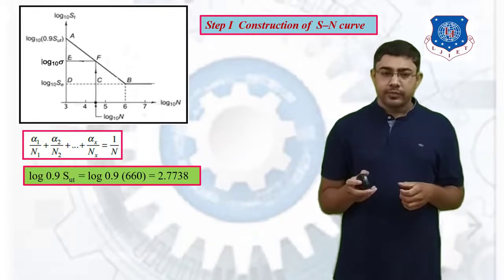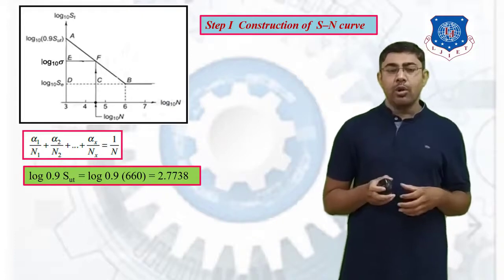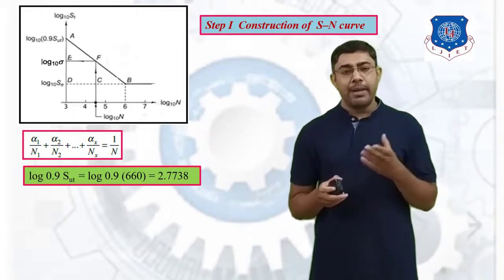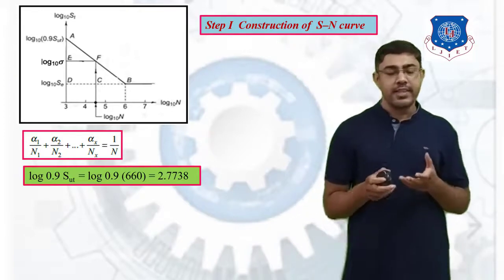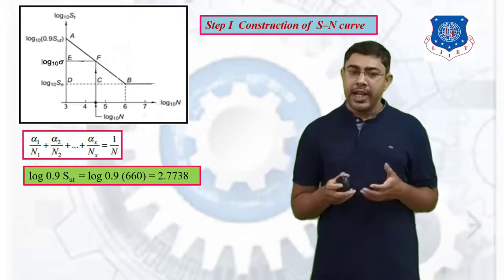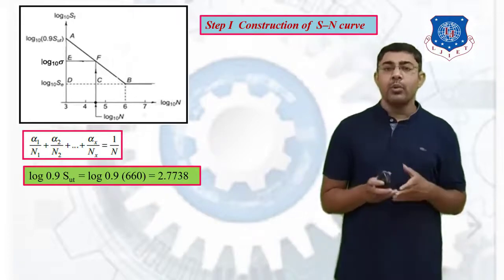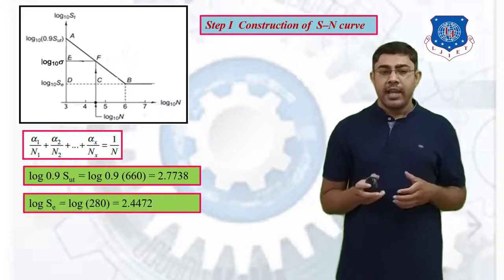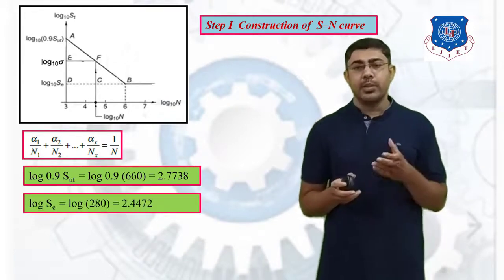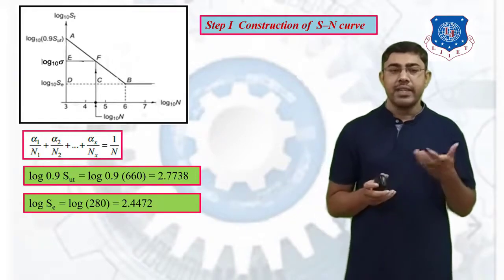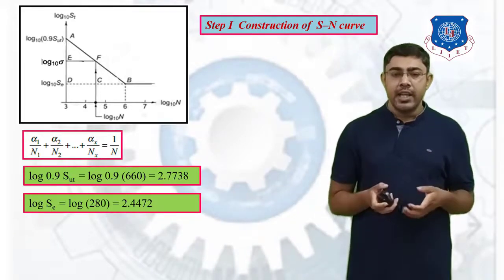Let's first calculate log 0.9 Sut. The Sut value is given, so by placing Sut equal to 660 Newton per mm square, we get log 0.9 Sut equal to 2.7738. Next is log Se. Se is directly given, 280 Newton per mm square, so by placing the value of Se, we get log Se equal to 2.4472.